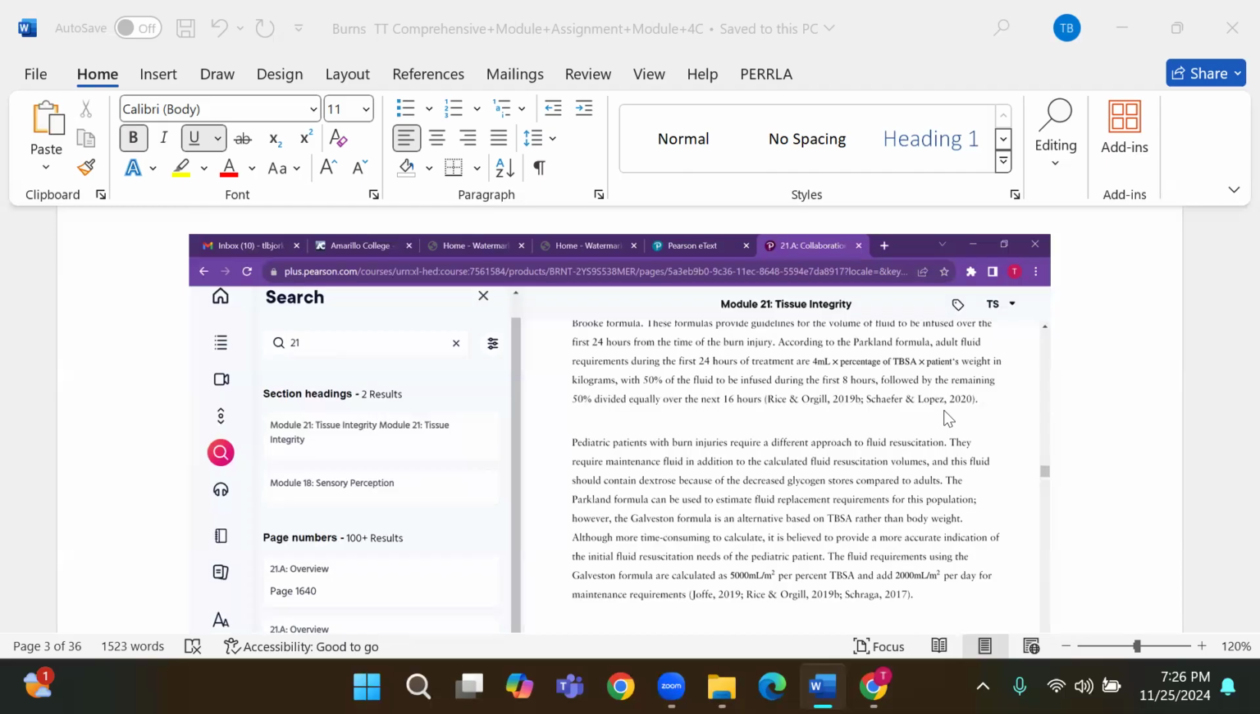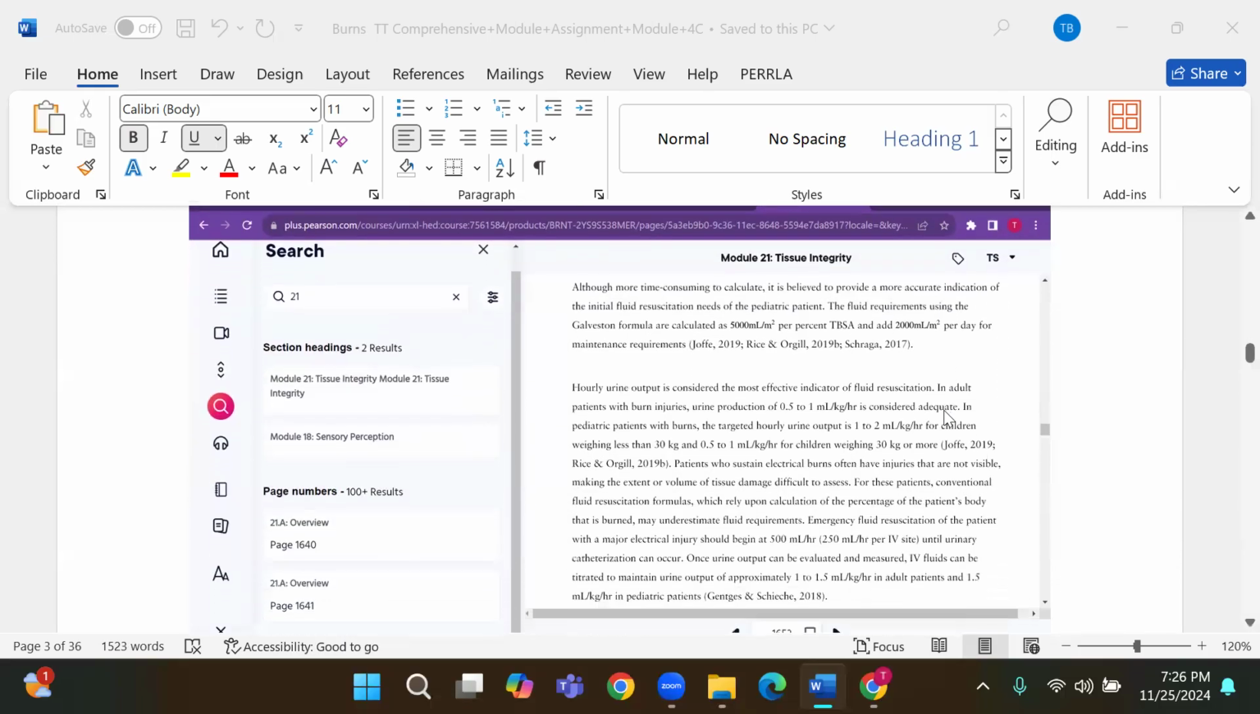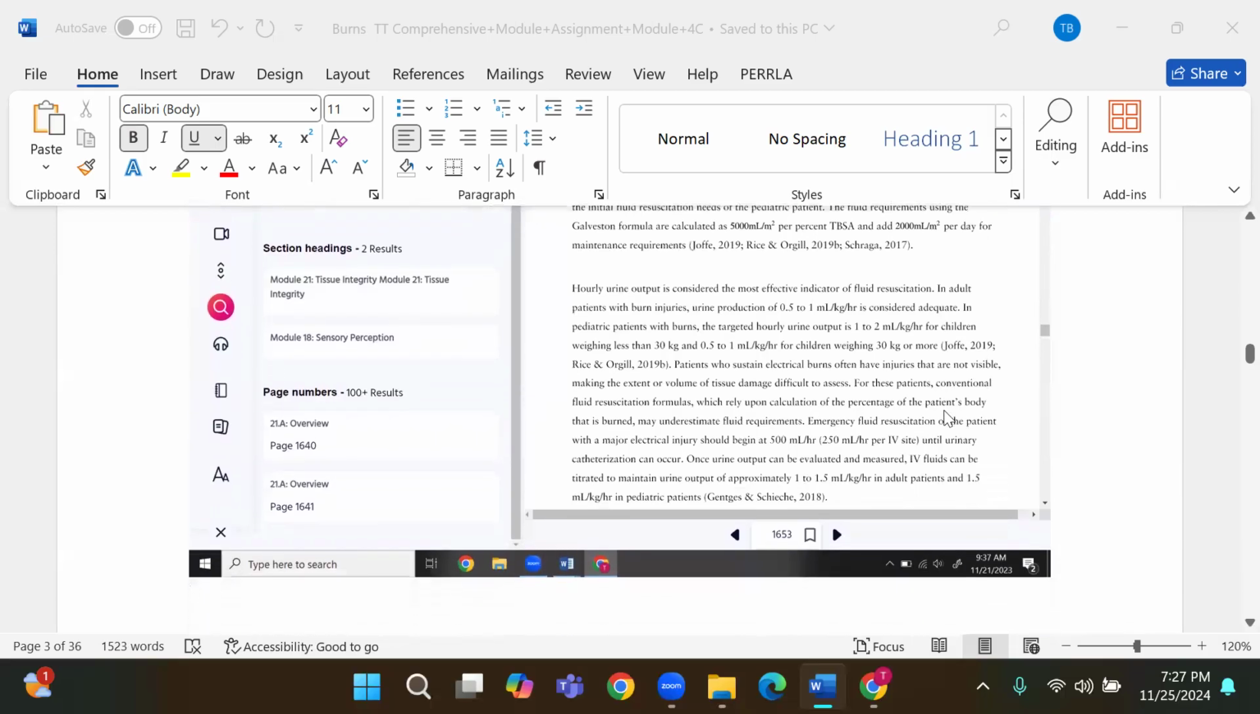It says pediatric patients with burn injuries require a different approach. So this is more just the adult, and I don't know that they will ask you on the pediatric patient. But one thing I do want to point out too is that hourly urine output is considered the most effective indicator of fluid resuscitation. So you're going to be watching the urine output to see if they're getting enough fluid.